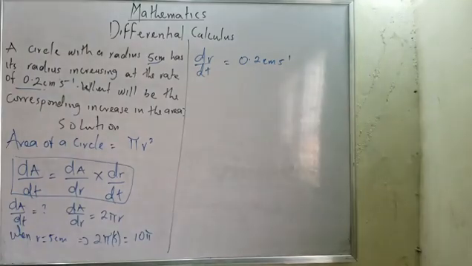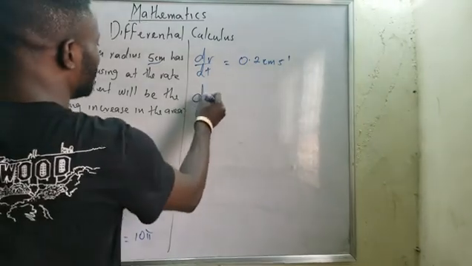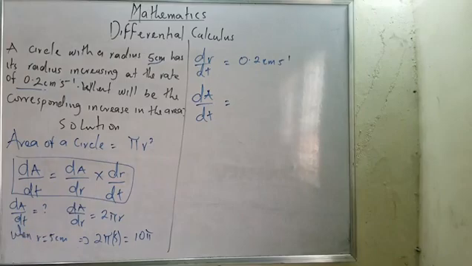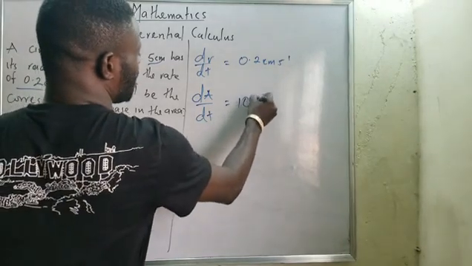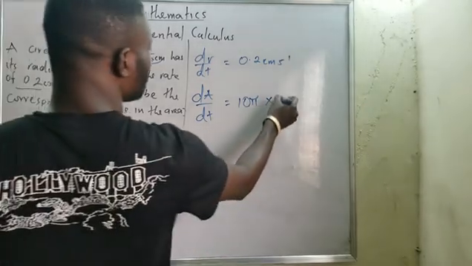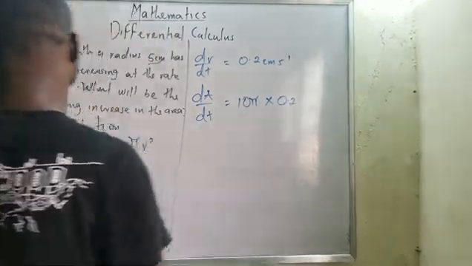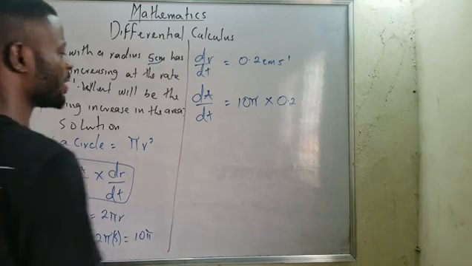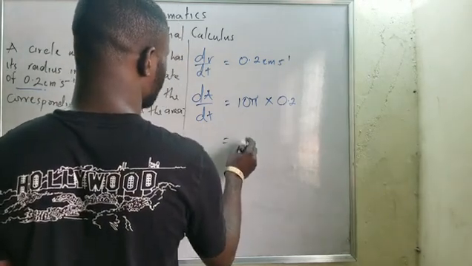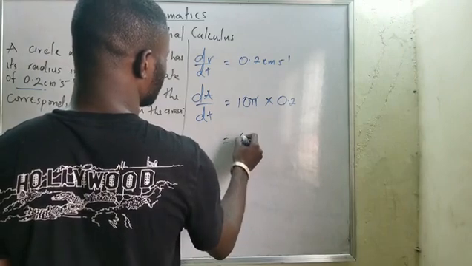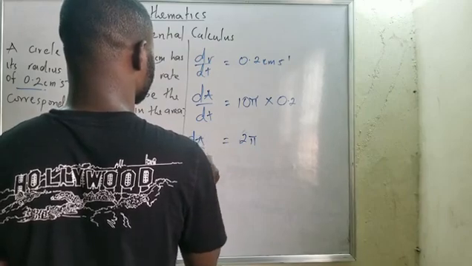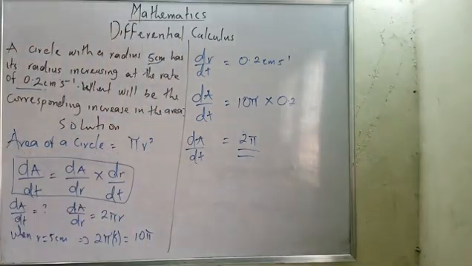Since I know my dr/dt, it means the area with respect to time will now be equal to what I have there. I have 10 pi multiplied by 0.2. Now, since I have that, which is 1/2, my answer will be 2 pi. That is my dA/dt. See, that is what I'm looking for. That is all.